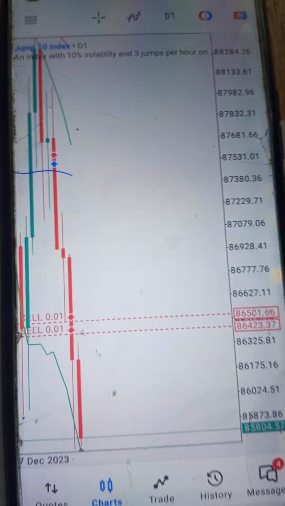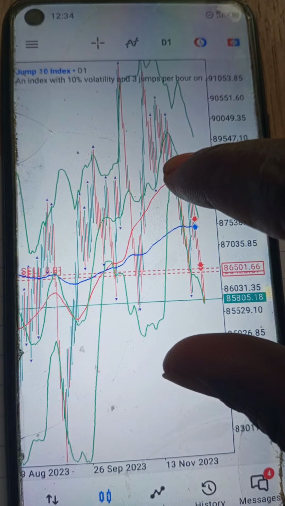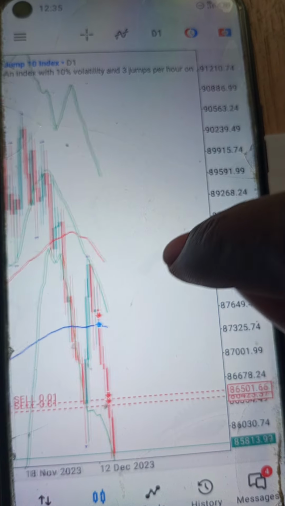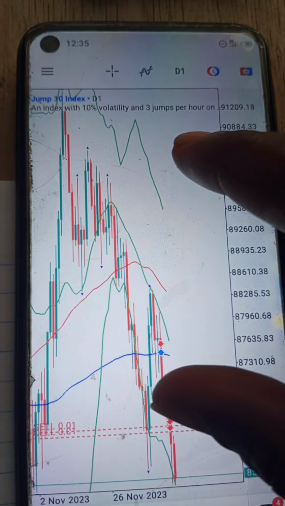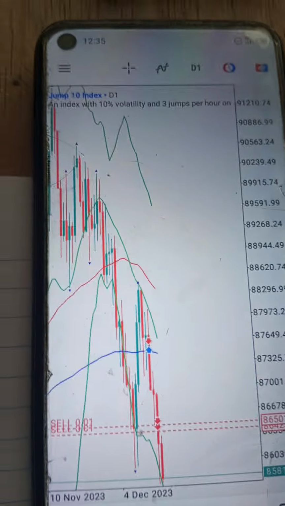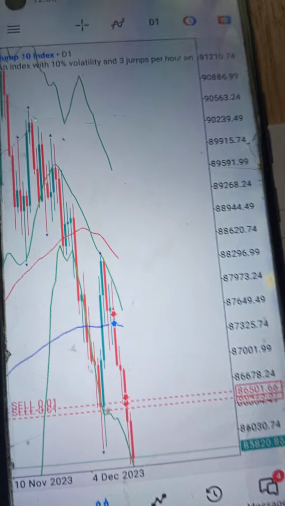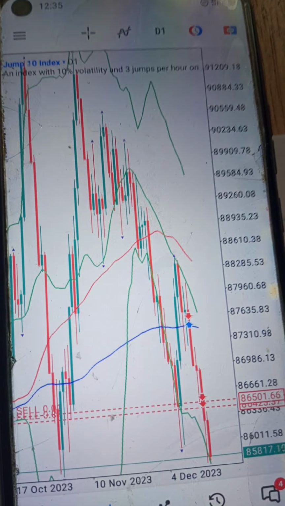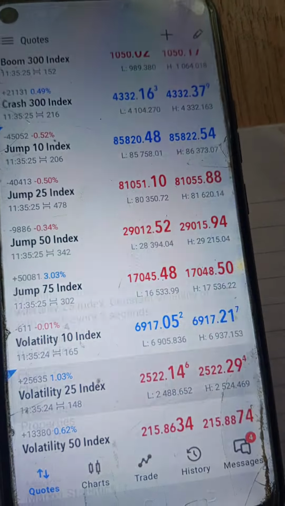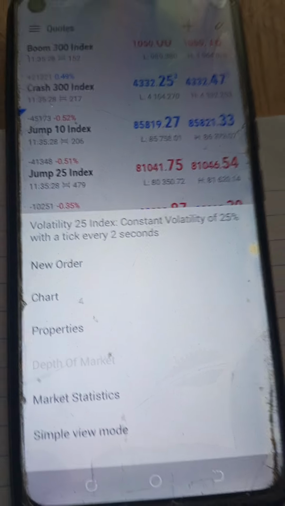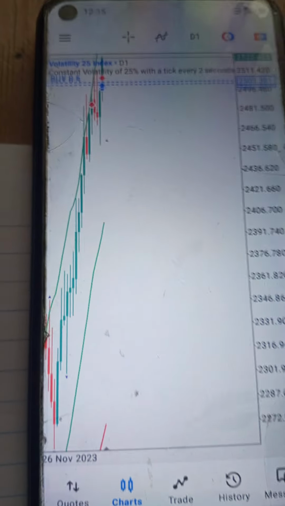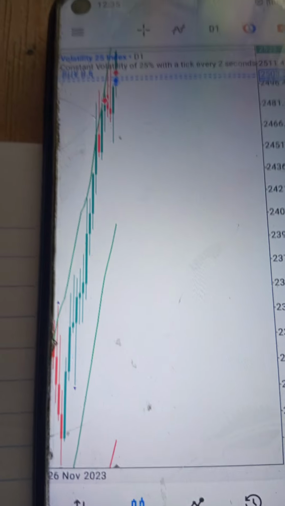Let's go to our chart, guys. Here is our chart. Let's zoom so that we can see it well. So guys, here is our trade of yesterday. Why volatility index? I entered this trade today. This morning I entered, and see where I am, guys.